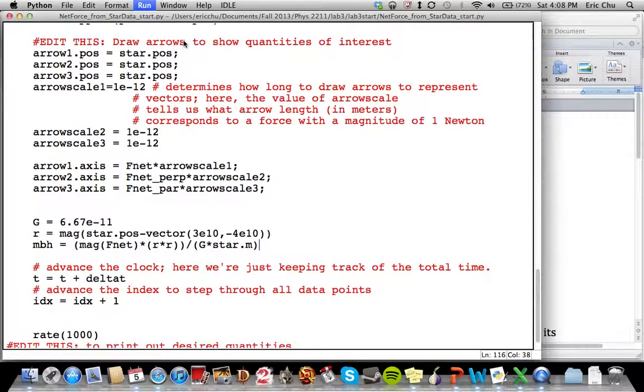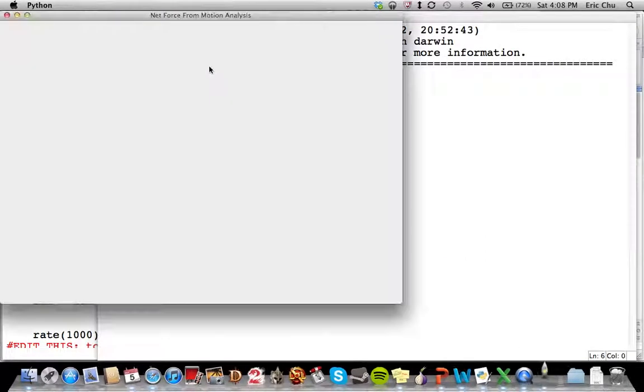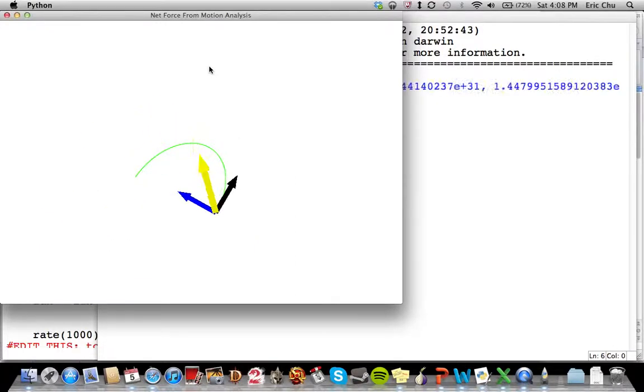Let's run our module first. So here's the path of the star. Fnet is this yellow arrow. Fnet parallel is the black arrow, and Fnet perpendicular is the blue arrow. As you can see, these 2 arrows, the black and the blue one, are perpendicular to each other. And if we add them up, we find that they do indeed add up to the Fnet arrow.